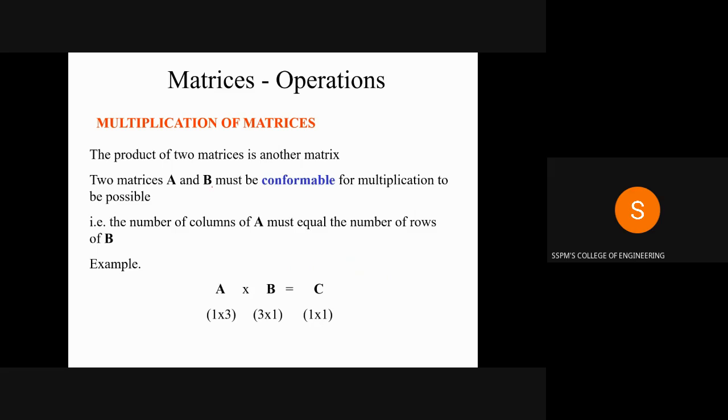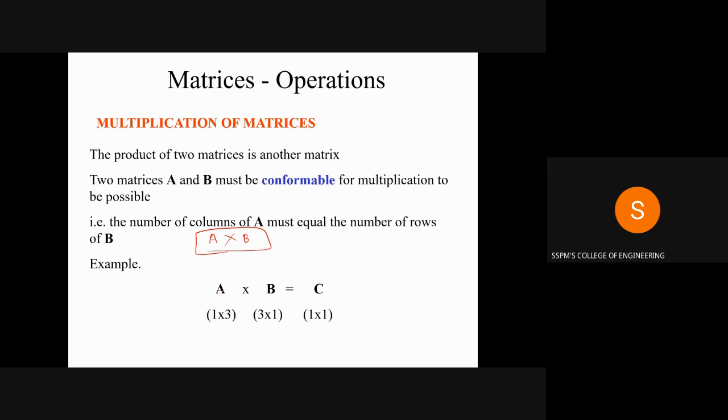Okay, so A cross B, A into B. Suppose there are two matrices, A and B, and you want to multiply those matrices. There are a few requirements in order to multiply these matrices. What are the necessary conditions?